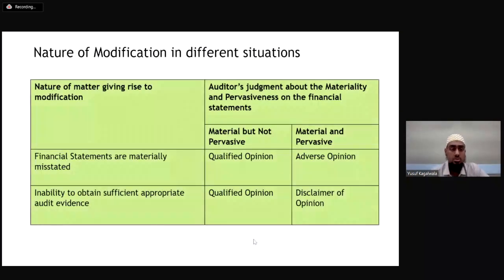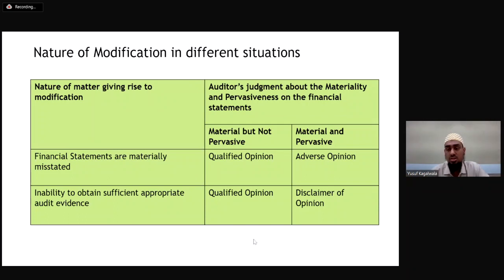Going back to this screen, the material misstatement is involved and the pervasiveness. Now, pervasiveness captures the effect of material as well as possible misstatement. Material misstatement is where the impact has already taken place. We already have enough evidence, and we can calculate the impact of the misstatement.